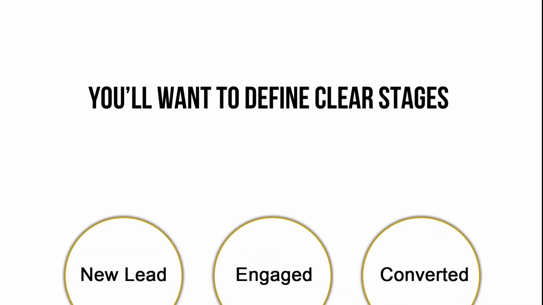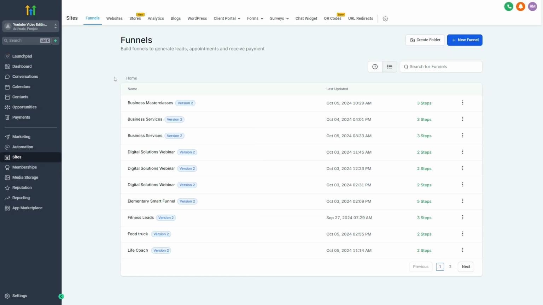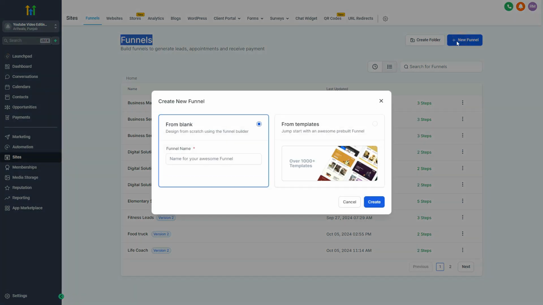First of all, let's start by outlining the stages of your funnel. You'll want to define clear stages like new lead, engaged, and converted. Head over to the Funnels section in GoHighLevel, where you can easily set this up for tracking and keep an eye on each stage of the journey.